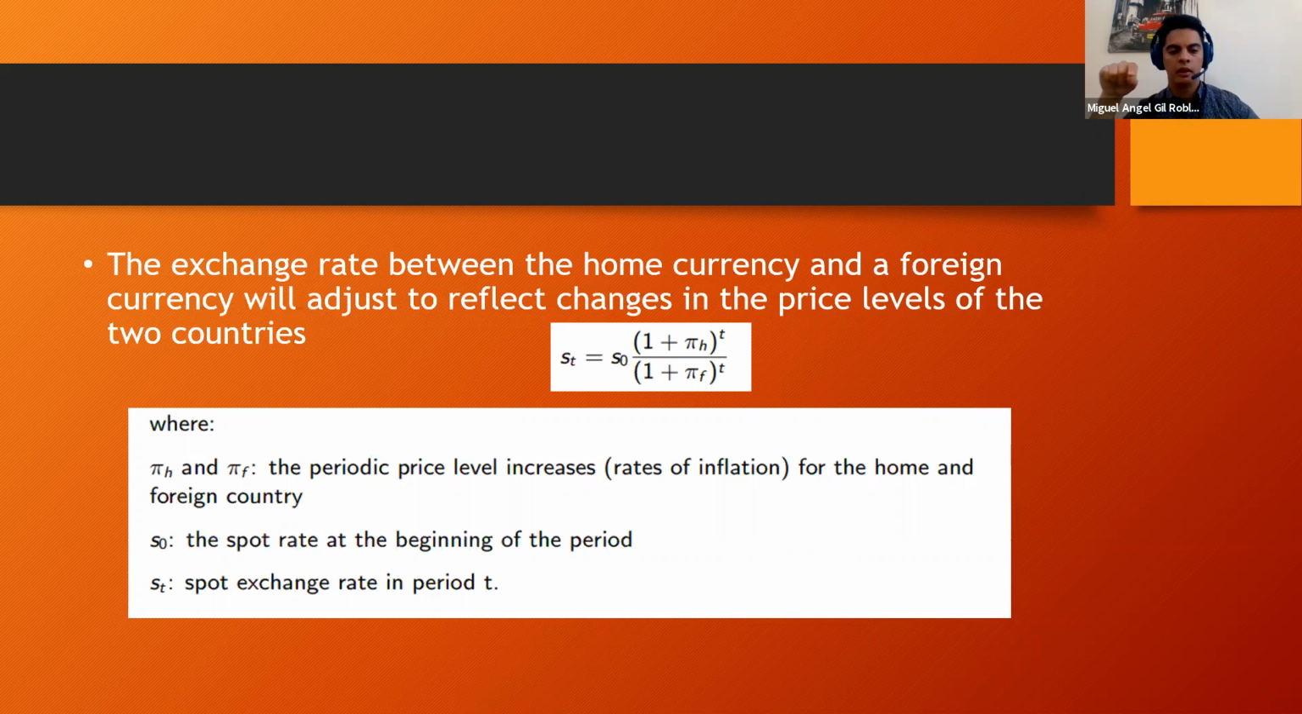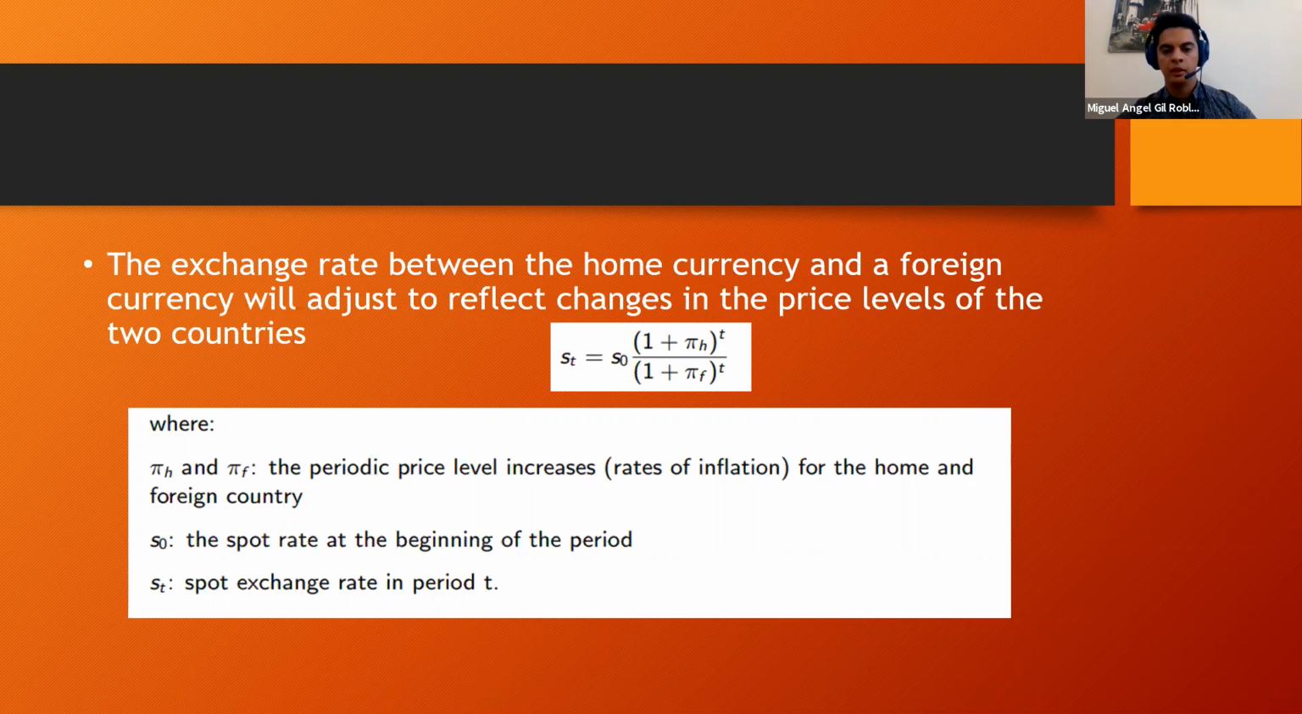So it says spot T. T means time. So we are going to calculate the spot at a certain time in the future. And for that, we need to use spot 0, sorry. Spot 0 means the spot today at time zero. And then we're going to do the next part of the formula, which is 1 plus the inflation of the home country.